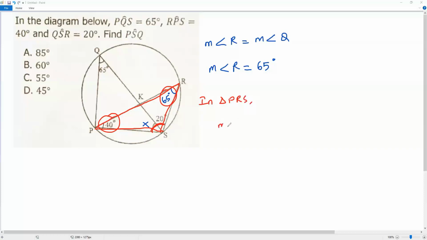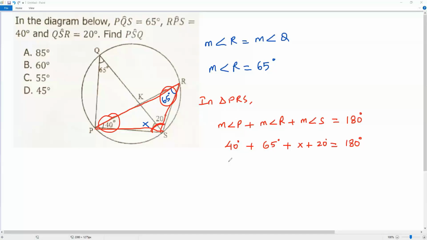So in triangle PRS, measure of angle P plus measure of angle R plus measure of angle S. When we add these three interior angles, they must add up to 180 degrees. We know that the measure of angle P is 40 degrees and measure of angle R is 65 degrees and measure of angle S is X plus 20 degrees is equal to 180 degrees. Okay, now in this equation, we have to solve for X. That is, we have to find the value of X.